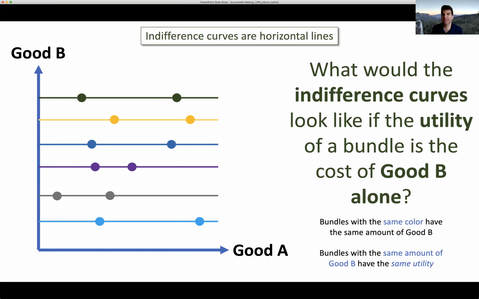Does that make sense in these indifference curves? Are there questions about that? This idea of the horizontal indifference curve means that you're buying two commodities, but you only care about one of the commodities in the bundle.